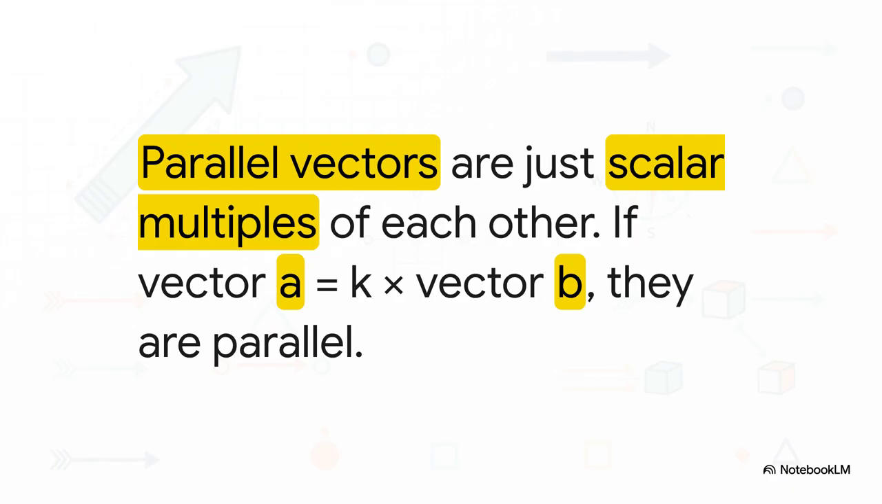Okay, and this is the golden rule, the absolute key for those tougher questions. Pay attention to this one. If you can show that one vector is just a scaled up or scaled down version of another one, meaning you can get from one to the other just by multiplying by a scalar, then they are parallel. You have to burn this rule into your brain because it is everything when it comes to vector proofs.